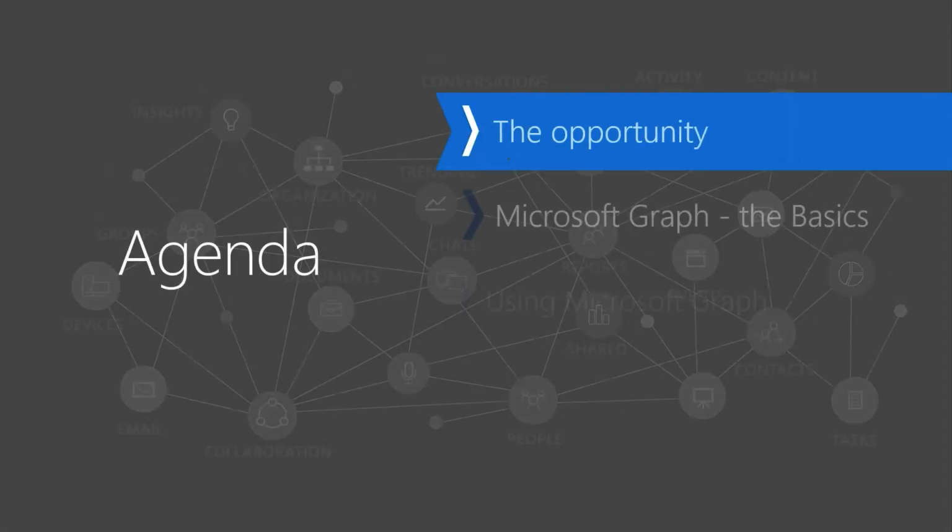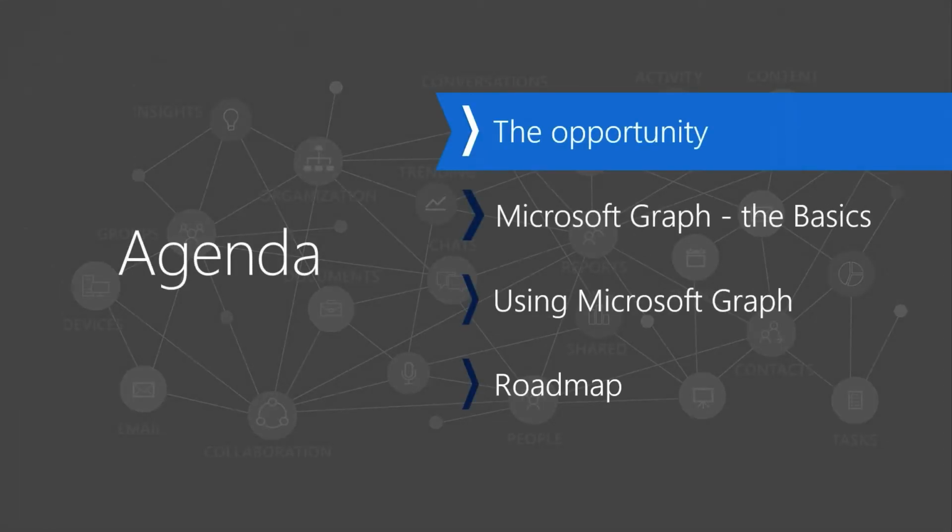Okay, so broken down the agenda, we'll talk a little bit about the opportunity and the Office 365 developer landscape. We'll talk about the basics of using Microsoft Graph, how to get started, the hello worlds, if you will. We'll talk a little bit more about how you can use more advanced capabilities and what those are and how you can leverage them. And then finally, we'll wrap up with a roadmap.